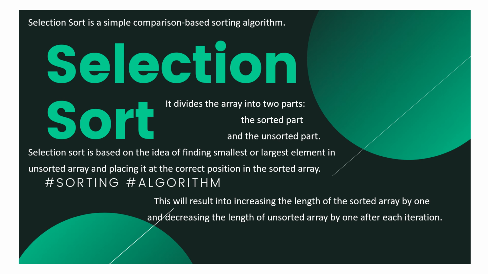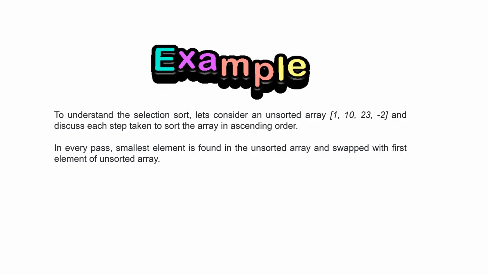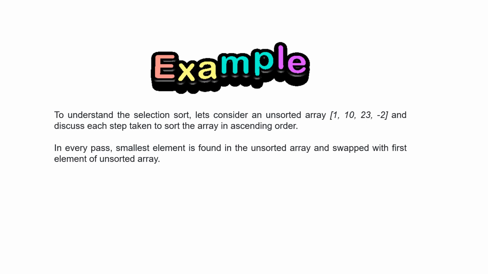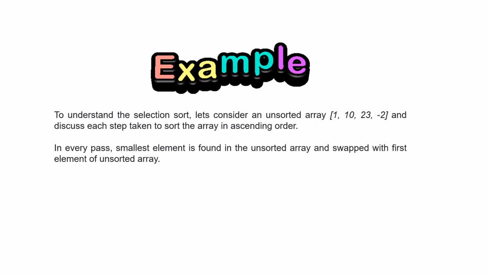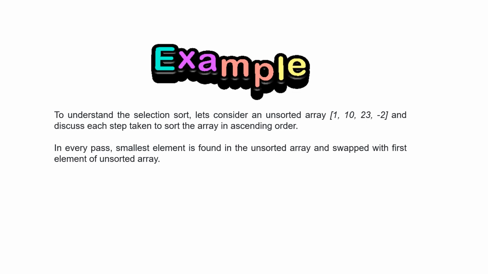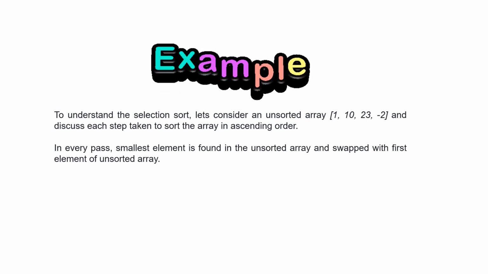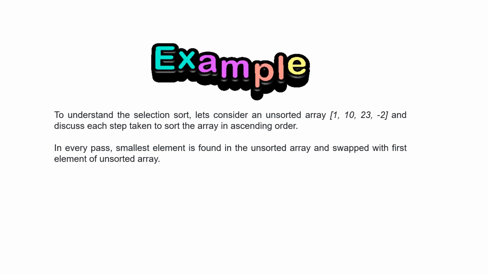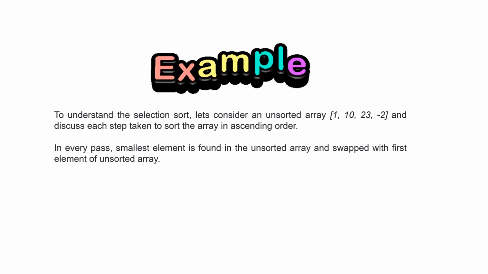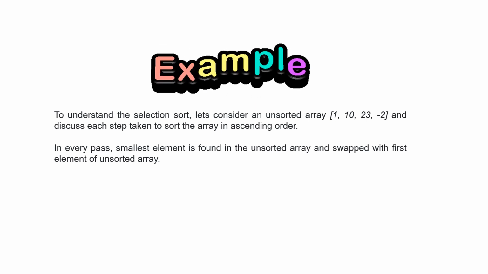Now we can see it with an example. To understand this, we consider a list of elements consisting of 1, 10, 23 and minus 2, and we are going to sort this in ascending order. In every pass the smallest element is found in the unsorted array and swapped with the first element of the unsorted array.